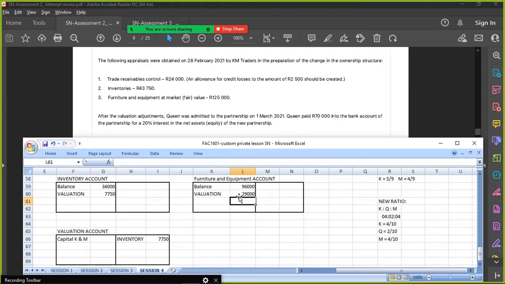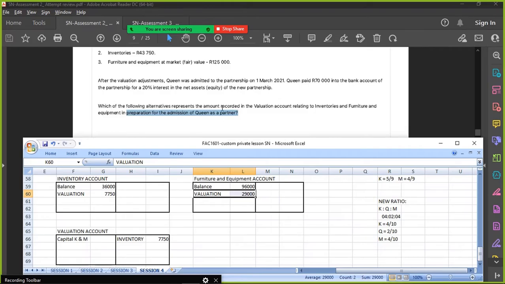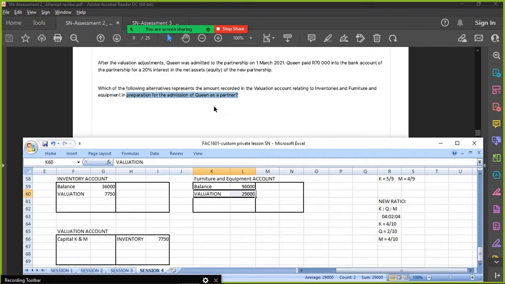Okay, that gives you the 29. All right, so that's the additional. So we've got that. After the valuation adjustments, Queen admitted partnership, Queen paid 70. Okay, that's fine. That's got something else, that's goodwill and all of that stuff. So that's fine. What did they ask you here?